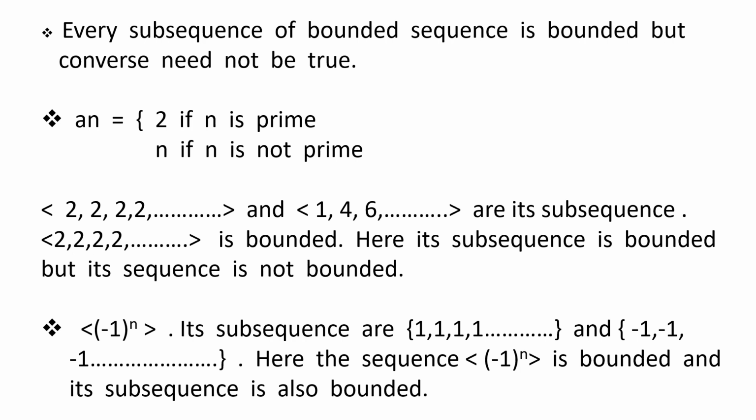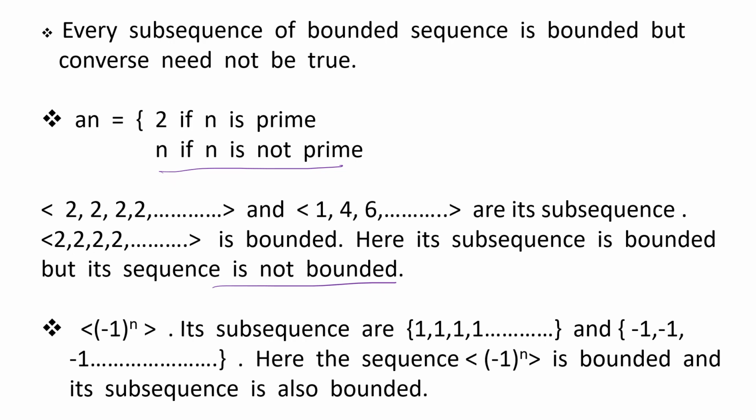Every subsequence of a bounded sequence is bounded, but the converse need not be true. Now let's take an example. an is equal to 2 if the number is prime, and the number itself if the number is not prime. Here 2, 2, 2 and so on, and 1, 4, 6 and so on are its subsequences. 2, 2, 2 is bounded and its subsequence is bounded, but the sequence is not bounded.